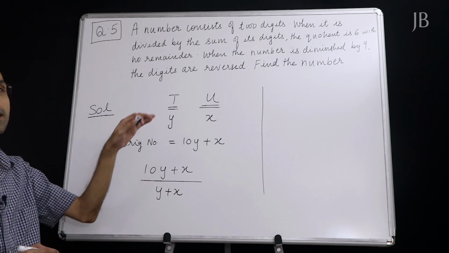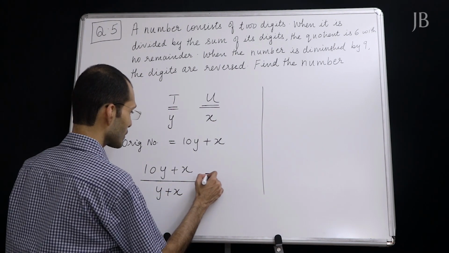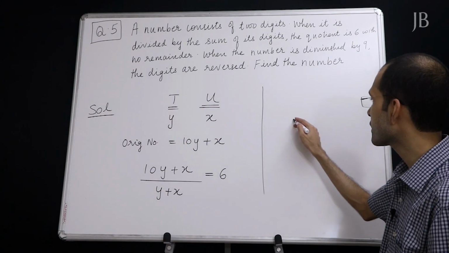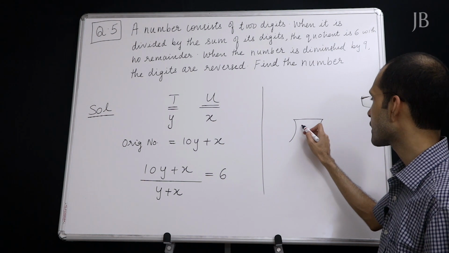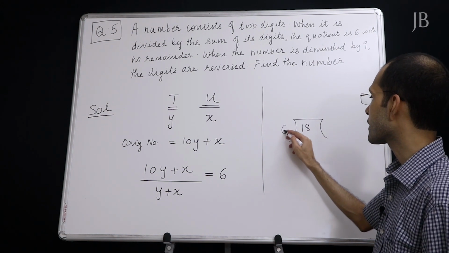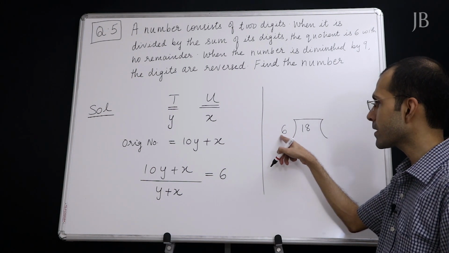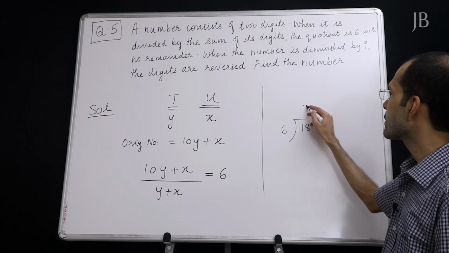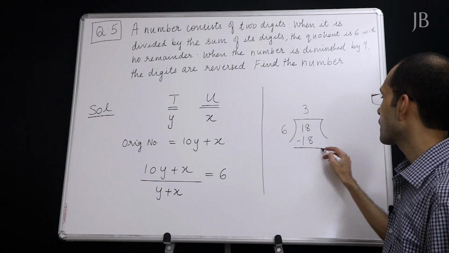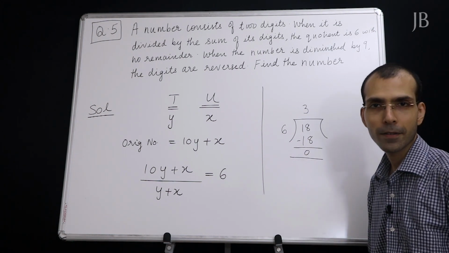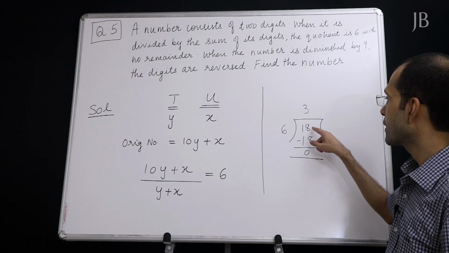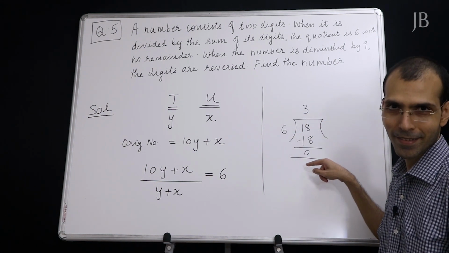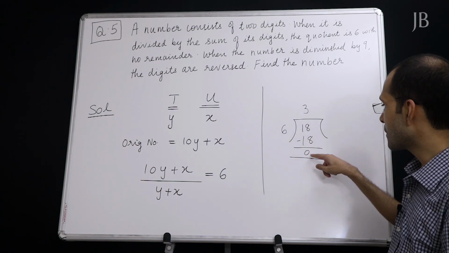And they are telling you the quotient is 6. So it will be 6. You know this divisor, dividend, quotient. Let's have a look at this. See, if you take some number, say 18, we divide it by 6, suppose. So this is called the divisor, this is called the dividend, this is called the quotient, and this is called the remainder. Dividend is always divisor into quotient plus the remainder. So 6 into 3, 18. 18 plus 0, 18.